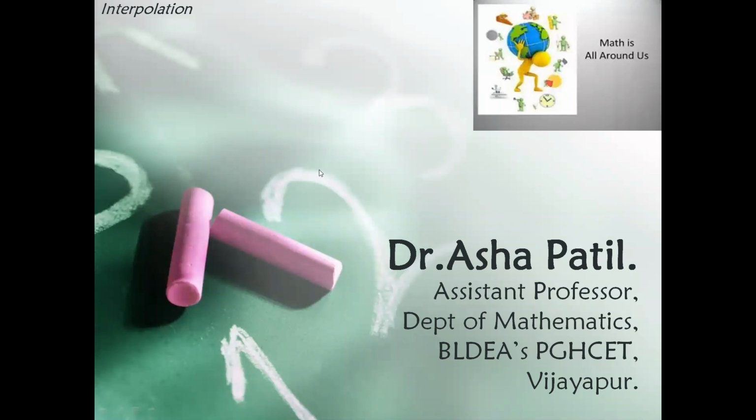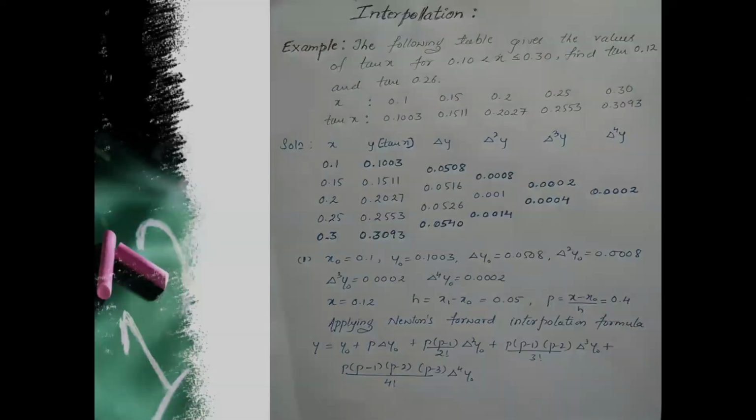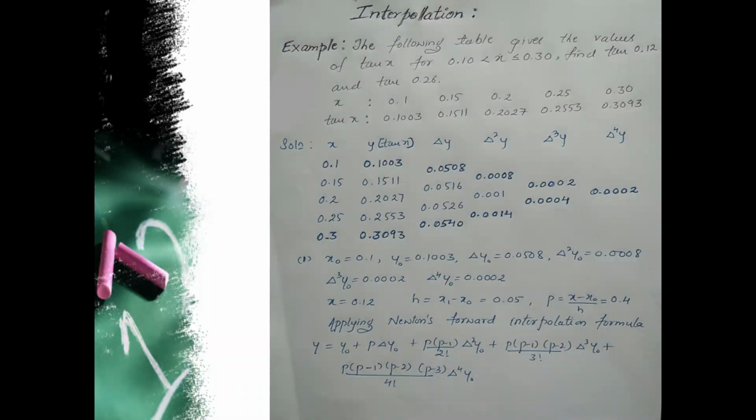Hello friends, let us look into an example of interpolation where we apply both Newton's forward interpolation formula as well as backward interpolation formula. The example is: the following table gives the values of tan x for x lying between 0.1 and 0.3. Find the value of tan 0.12 and tan 0.26. Here we are given a set of values of x and tan x. The x value is x, and tan x will be considered as our y value.